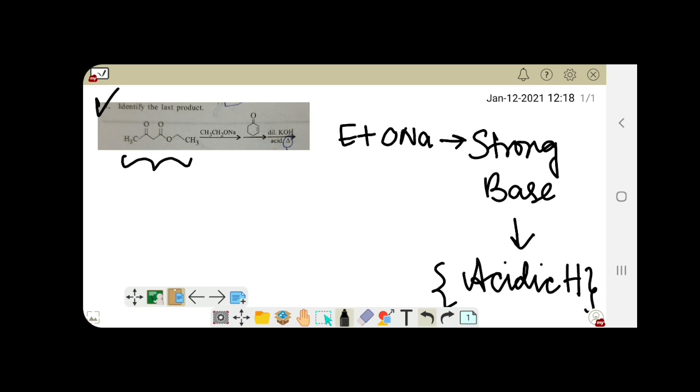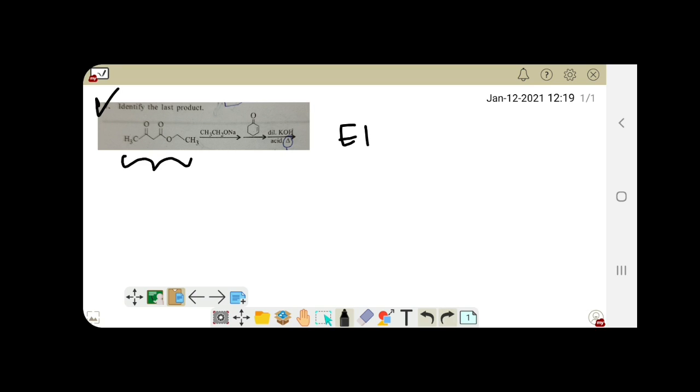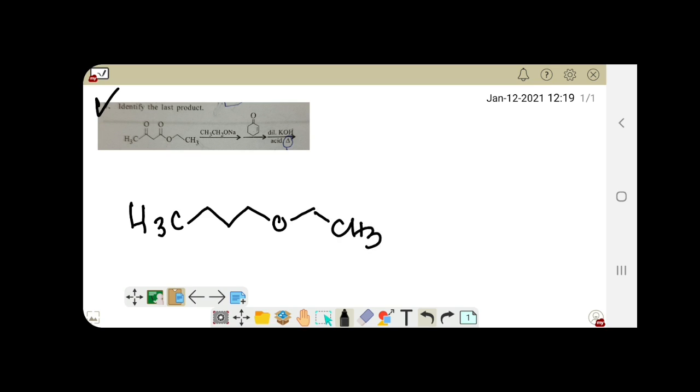Okay then, now let me start by solving this question. Let me erase all this information and let's see what the mechanism is, and I will teach you the required theory along with it. Okay, so let's start. Let me start by drawing the given substrate here. This is the substrate that we have been given. It contains a keto group and an ester group.